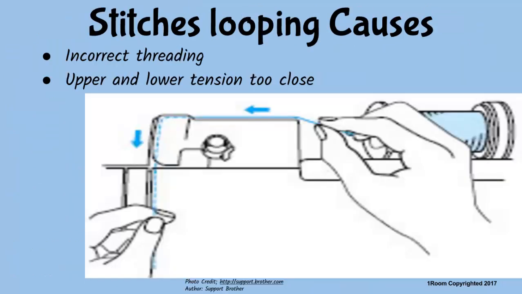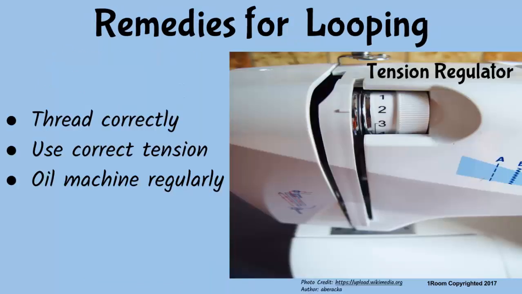Stitches looping is caused by incorrect threading as well as upper and lower tension being too close. And the solution? Relax. To avoid such, ensure you thread correctly, use correct tension, and oil the machine regularly.